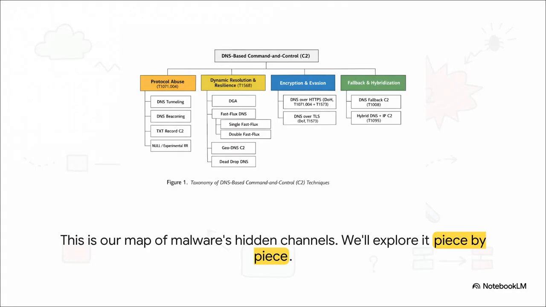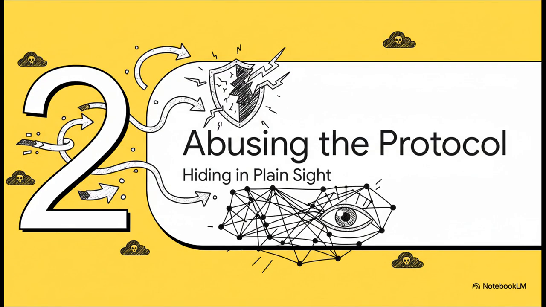And this right here, this is our map for the whole explainer. This taxonomy breaks down all the major ways attackers use DNS for C2. We're going to walk through this whole thing piece by piece so you can really understand their playbook. Okay, let's jump into the first bag of tricks. These are probably the most direct methods, where attackers take the normal rules of DNS and bend them to hide right in plain sight.